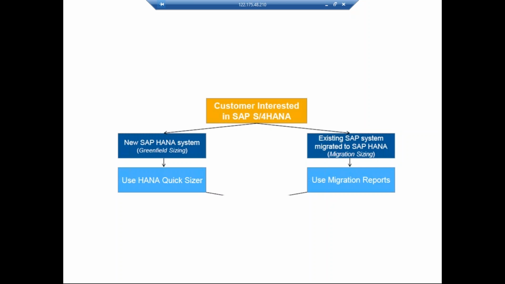So a simple point to remember: if it's a new implementation, what we call greenfield sizing, you'll be doing with the Quick Sizer tool, which you generally follow. You know, the tool which we use for any SAP application implementation, maybe ERP, CRM, BW. So you might have used Quick Sizer.